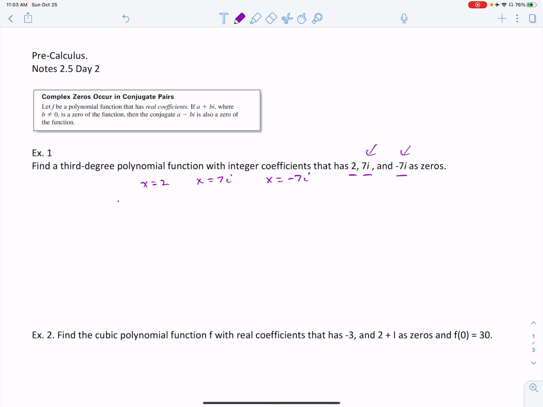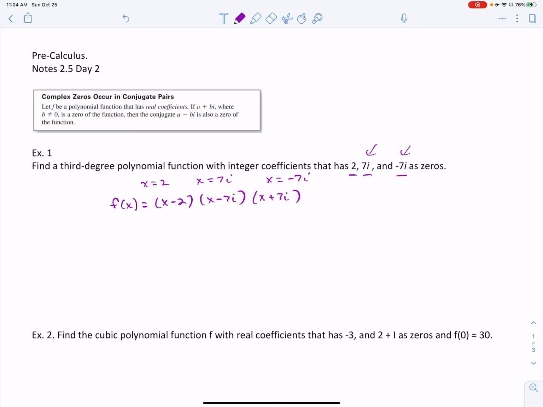And it means that this polynomial, and it needs to be a function, so let's write it f of x. Set x equals 2 to 0, and we get x minus 2. X minus 2 is a factor. Set x equals 7i to 0, you get x minus 7i. X minus 7i is a factor. Same thing, we get x plus 7i are factors.